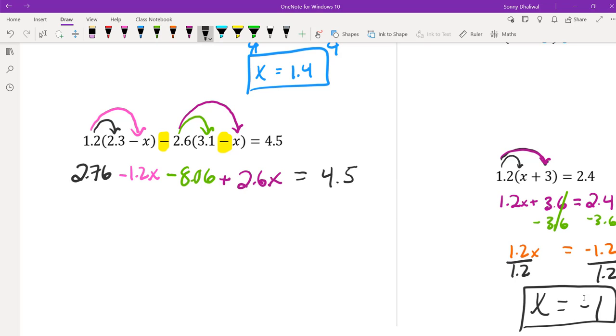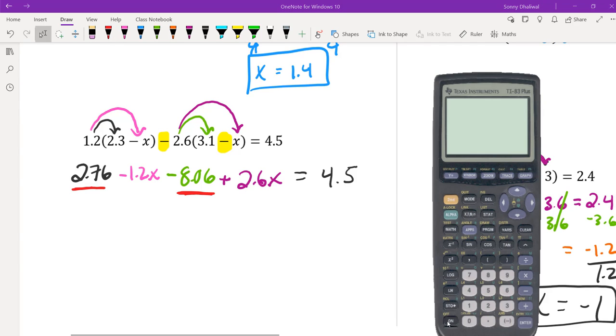Now, one of the questions, I think it was G, sort of confused some people: we have lots of terms here and we need to collect them. This is like what we did in the last unit. We have a number here and a number here. These are like terms, and they can be combined. We have a positive 2.76 and a negative 8.06. So 2.76 minus 8.06 gives us negative 5.3. Is that okay? We're just combining things that are alike.